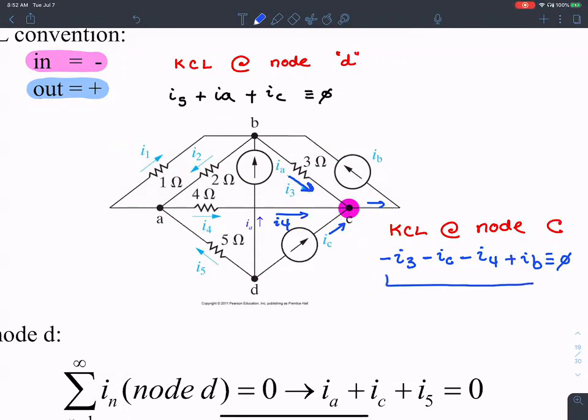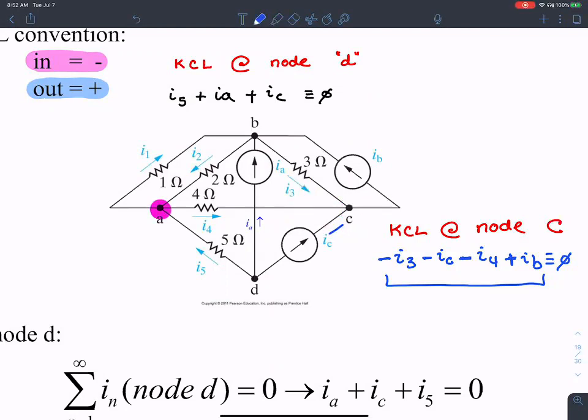Essentially, I'm adding all the currents. The currents that are coming in, I incorporate a negative sign. The currents that are flowing out, I incorporate a positive sign. Okay, do we want to do this at node A as well? Shall we do that at node A as well?